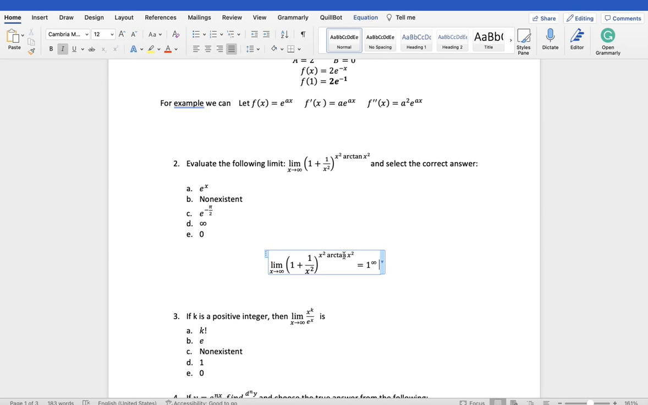Let me just double check the question from the test. Just give me a minute, guys. Bear with me. Okay, yes. All right. So basically, it would give you 1 to the infinity, which is an indeterminate form.